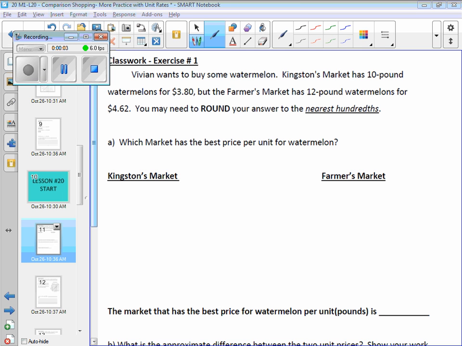All right, so our first objective for each market is you want to find the unit rate. You want to know what the cost is per ounce. So when I set it up at Kingston, what into what?